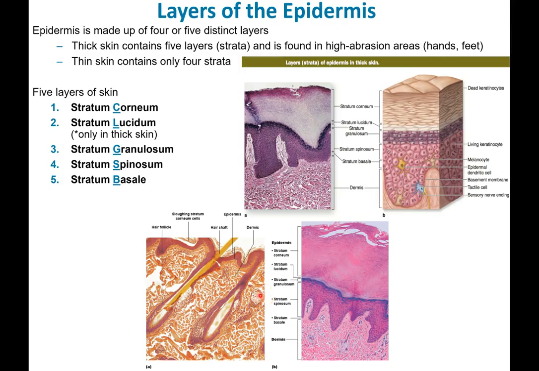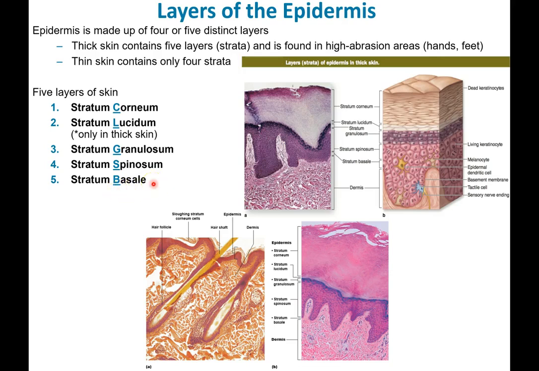Now, the epidermis is comprised of either 4 or 5 layers, depending on the thickness of the skin region. Thick skin found in high abrasion areas, such as the hands and feet, contain 5 layers or strata. These 5 layers of the epidermis, from superficial to deep, are as follows: stratum corneum, stratum lucidum, stratum granulosum, stratum spinosum, and stratum basale.